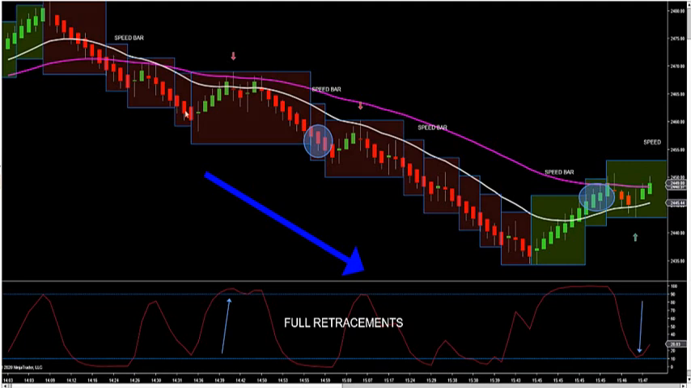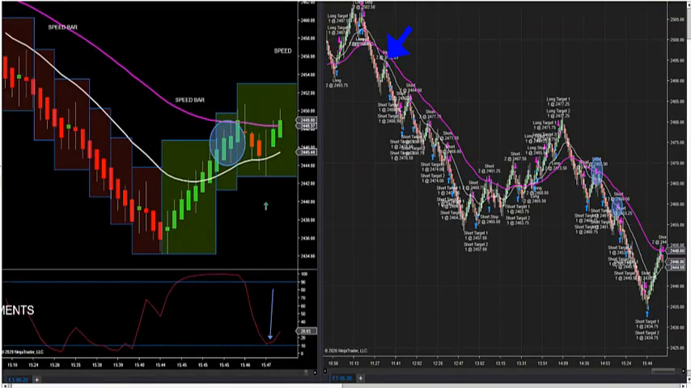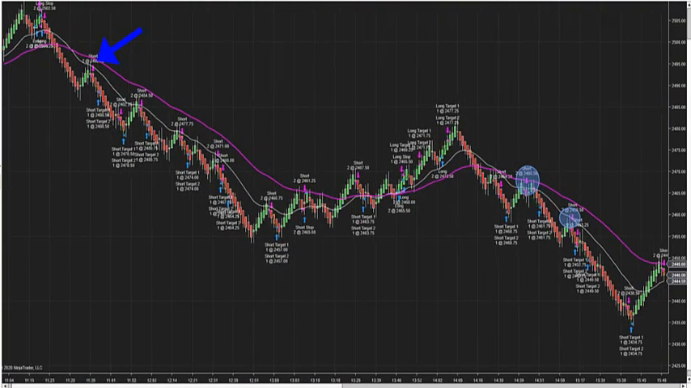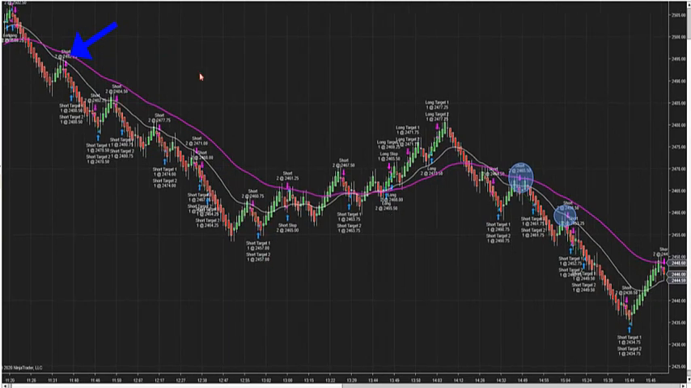If you get a one candle close on the 9 or 3 sim, look for speed, look for that full retracement, and watch the market. Okay? Watch the market. You should see a nice little move up. Okay? So, let's get into the algo. Like I said, I'm going to show you all four retracements.